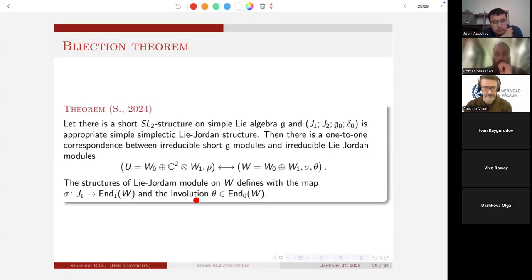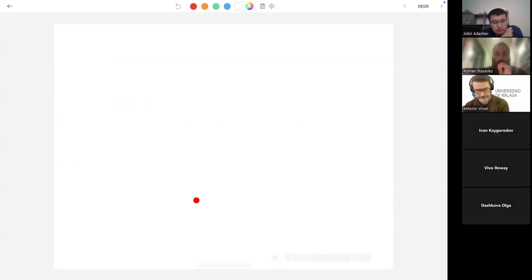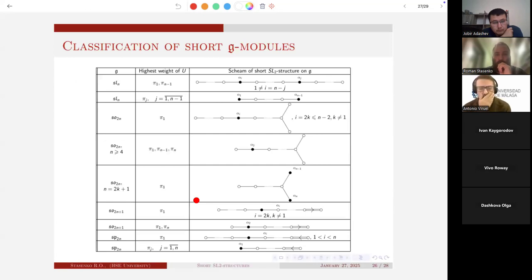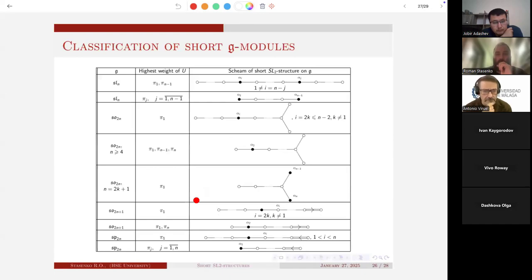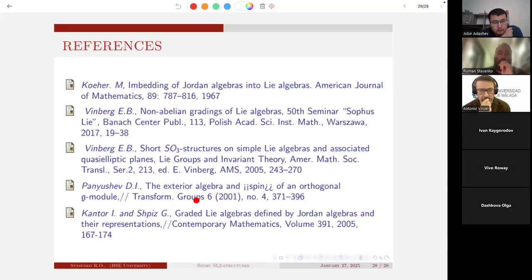So the answer here is a bijection theorem, and here you can see the classification of all these cases and the references which I used to investigate this. So for me, this is the end. Thank you for your attention.